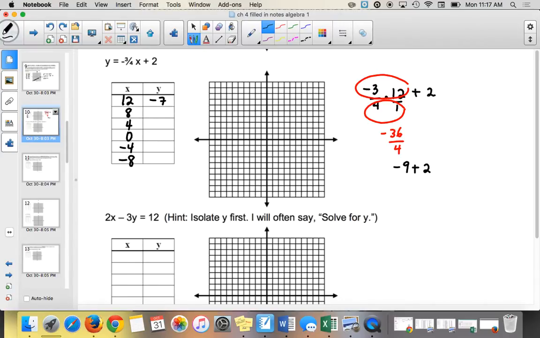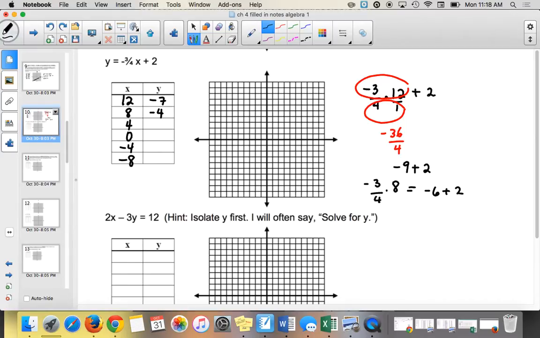All right, now if I plug in 8, so if I do -3/4 and I multiply by 8, I get -24 over 4 is -6, added to 2. What do I get? -4, right? How about 4? Can you guys do it in your head? -3/4 of 4. -1, add a 2.